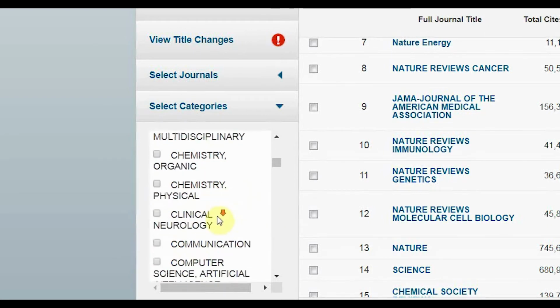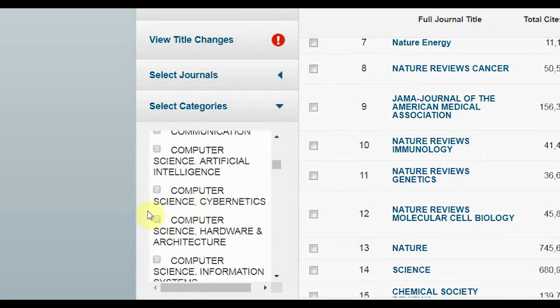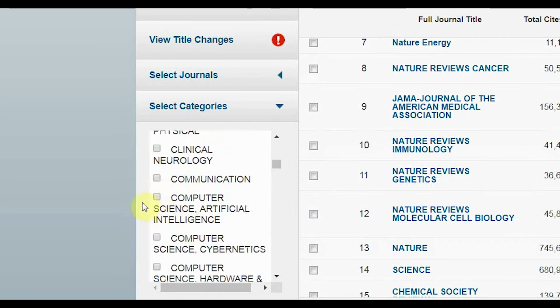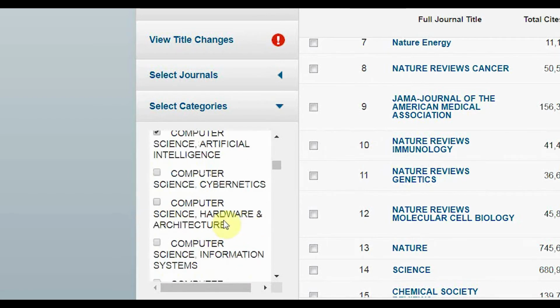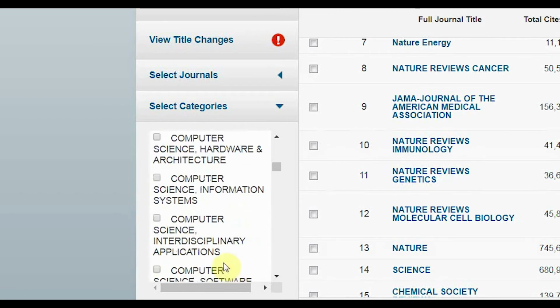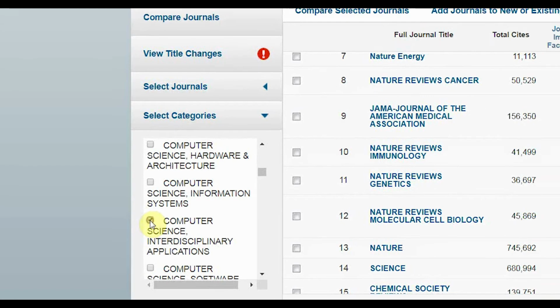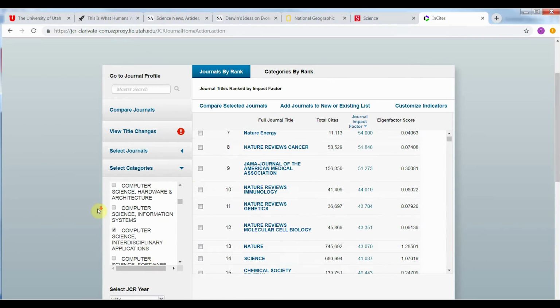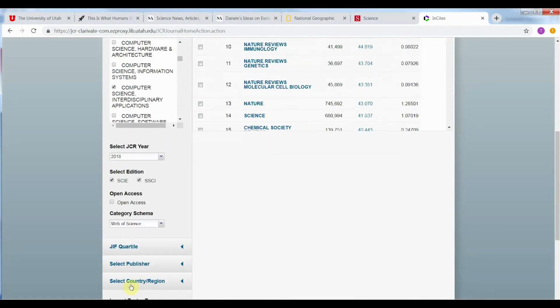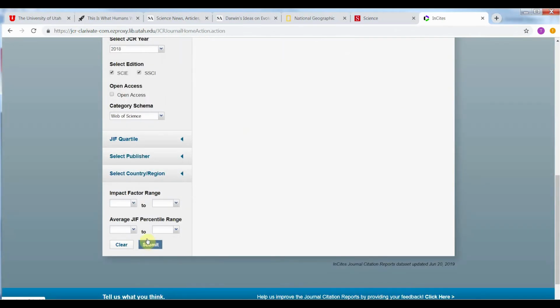Same goes for computer science. Here's where we start with the computer science categories. Just for simplicity, let's click on maybe just one, maybe two. Computer science, artificial intelligence. Maybe we'll go with computer science interdisciplinary applications. Let's say that is what you were interested in. That's what you're majoring in. I'm going to go down here and I'm going to click submit.